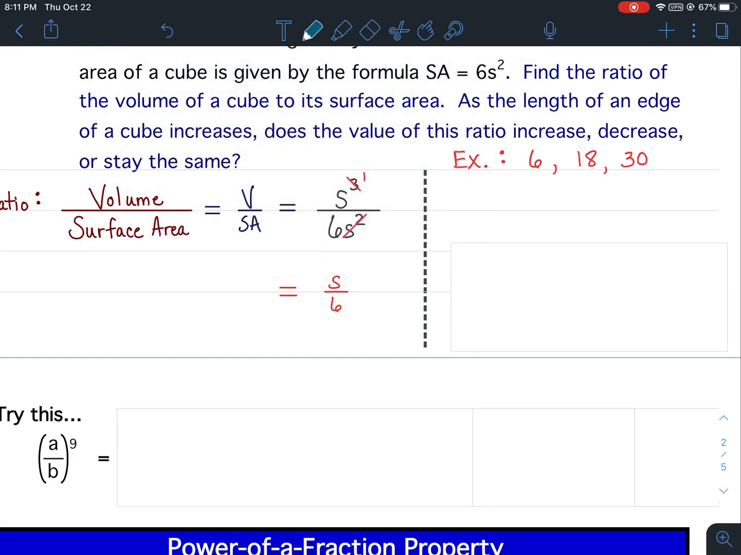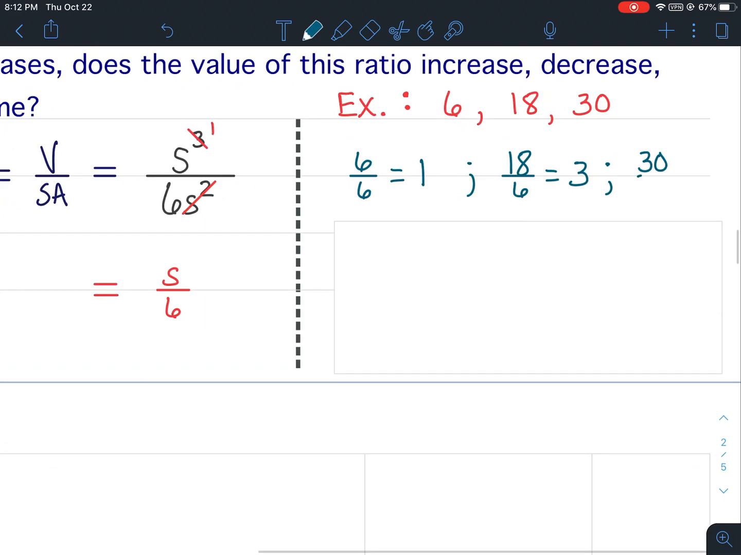All right, so first one, if I plug that in for s, that would be 6 over 6. Well, 6 divided by 6 is 1. The next one, I would plug 18 in for s, so that would be 18 over 6. 18 divided by 6 is 3. The last one, I would do 30 over 6. 30 divided by 6 is 5.